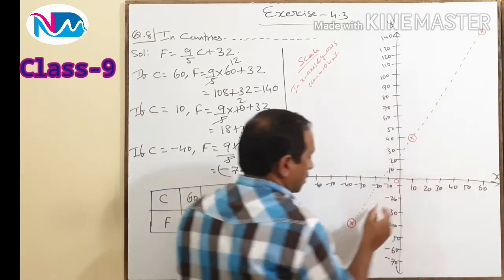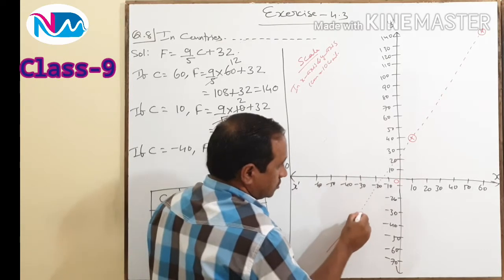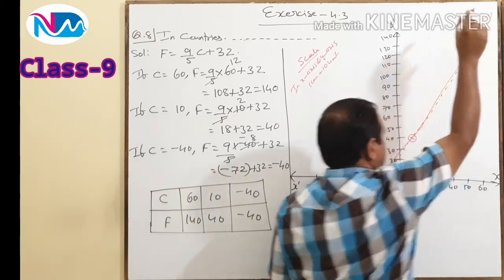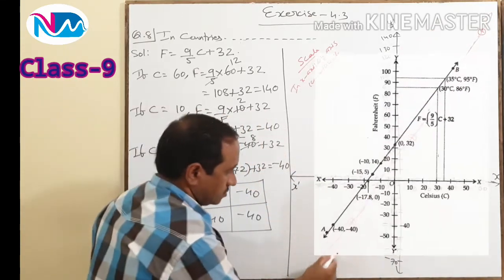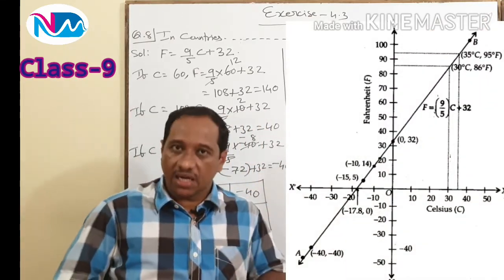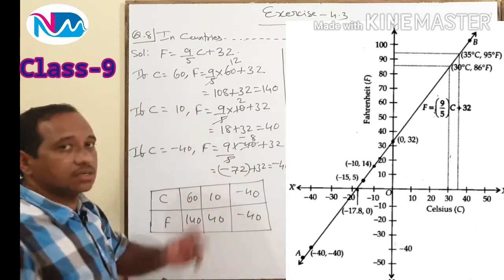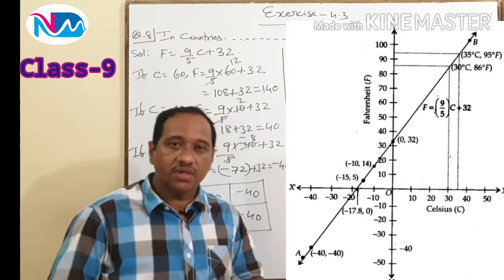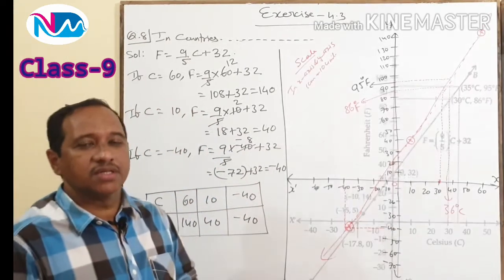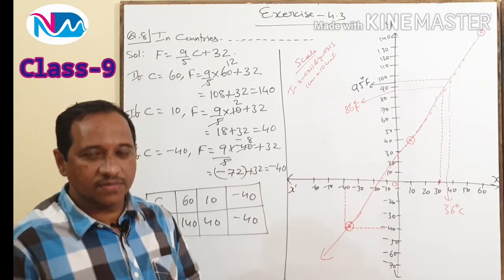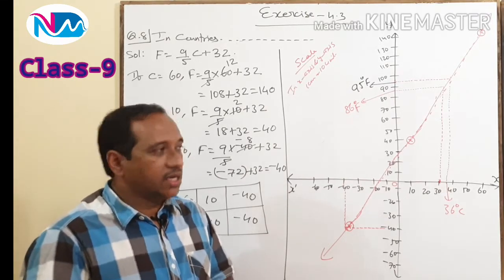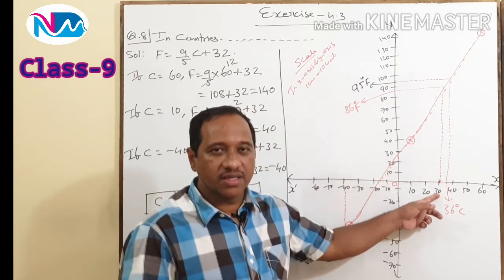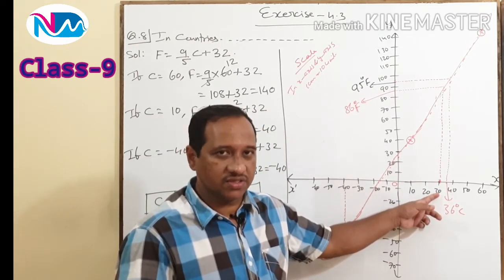We can see that by connecting all these points, you will get a straight line. So this is the graph representing the linear equation connecting F and C. Now we have a few questions to answer. The first question is to draw the graph. The second question is, if the temperature is 30 degrees Celsius, find the respective Fahrenheit temperature.